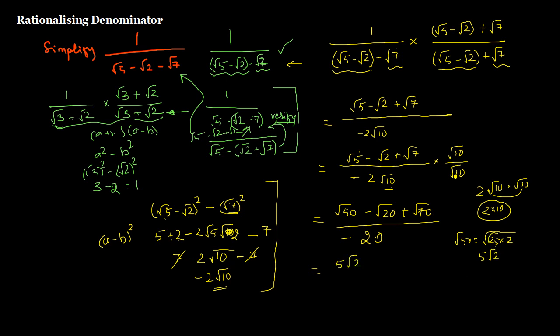I'm just trying to find the numbers for which I can find the square root and bring it outside. That's the important thing. 20 can be written as 4 into 5. 4 is 2 square, so it comes out, it will be 2 root 5. That will be minus 2 root 5 plus root 70. I can't find anything. 35 multiplied by 2.